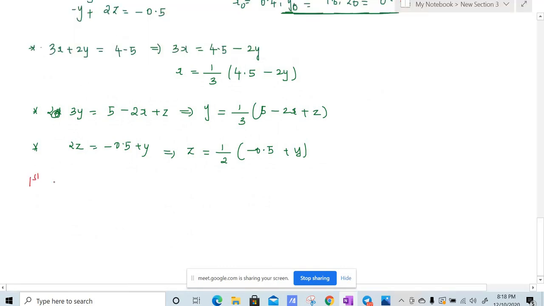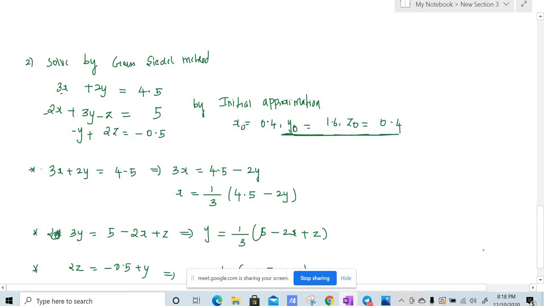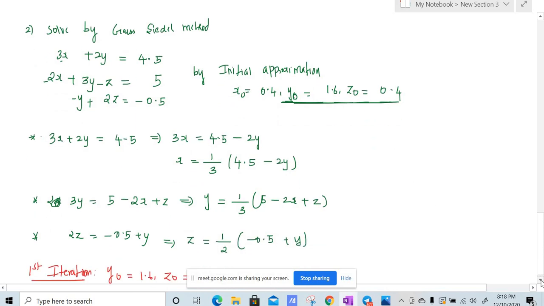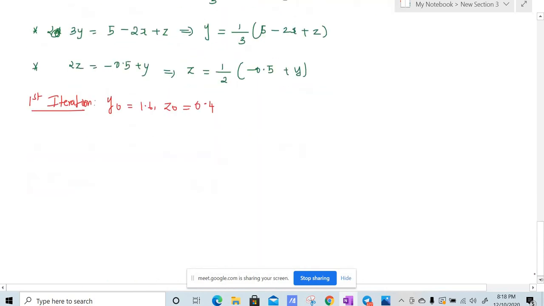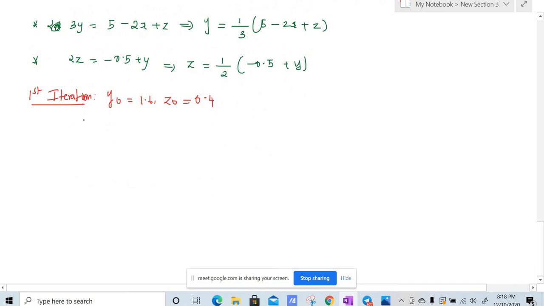So first iteration. For the first iteration, here y naught is equal to 1.6 and z naught is equal to 0.4. In the previous problem, we took y naught to be equal to 0 and z naught to be equal to 0. Now again use the same.